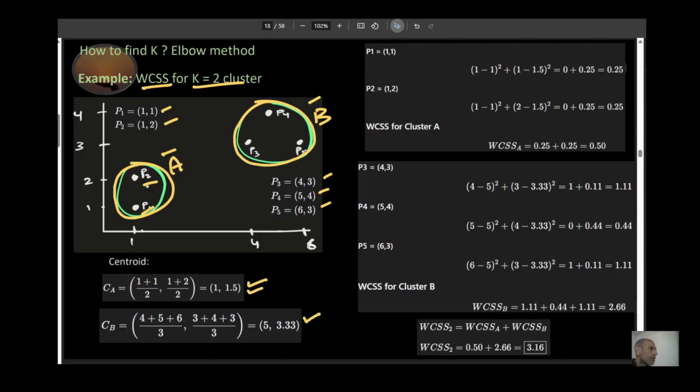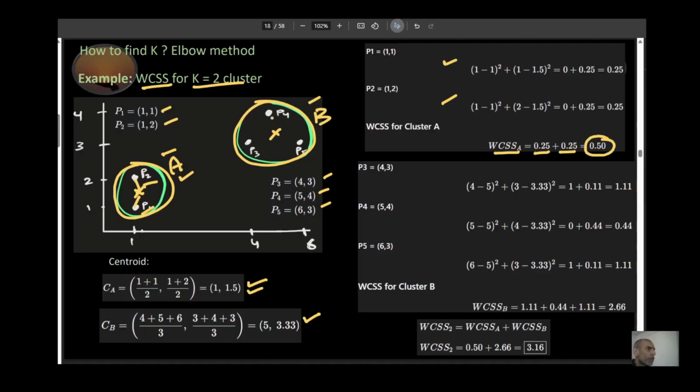Then you find the distance. So let's say my centroid is over here. Let's just call this a cross. And same thing, let's say this is over here. So now you find this distance and this distance, and you square each one of them. Then I find WCSS for my cluster A. In this case, WCSS for cluster A, you basically add these two squared distances together, and the answer is 0.50.